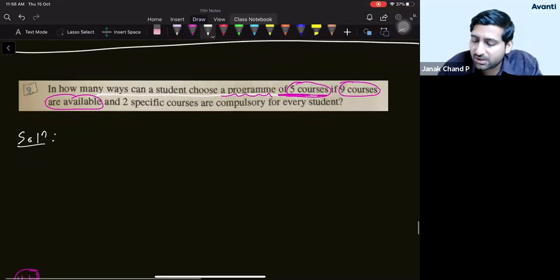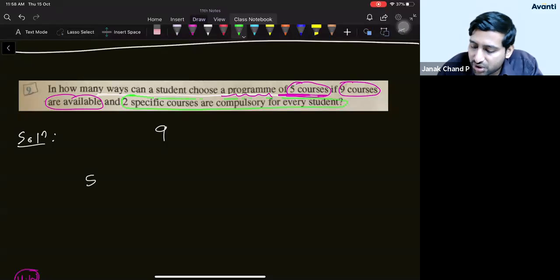Fine. As usual student, the total number of courses available is 9. And now the student is required to make a course of 5. But one very important thing given in this question is 2 specific courses are compulsory for every student. That means every student should compulsorily take this, right? It is like student, English is your compulsorily first language. Only for the second language you have an option, either Sanskrit, Kannada, Hindi, etc. But English is compulsory. So like that student, 2 specific courses are compulsory, and then remaining all are optional.